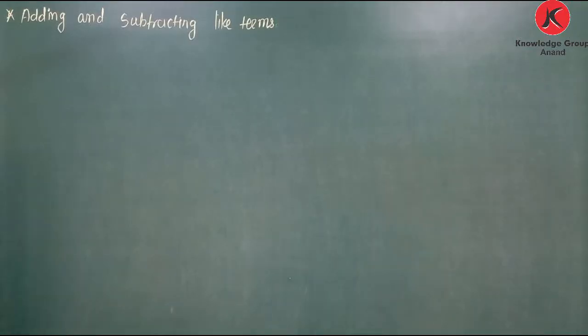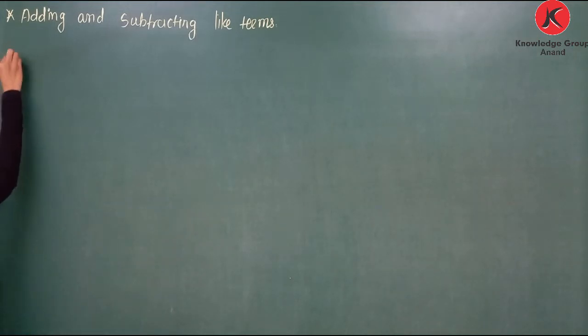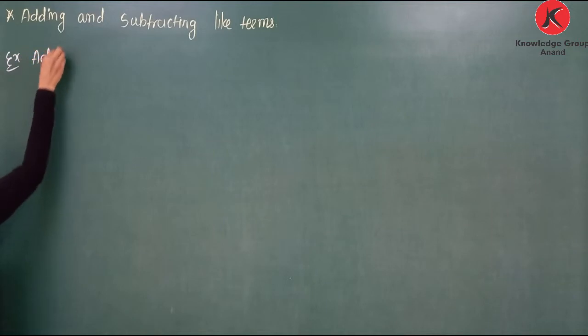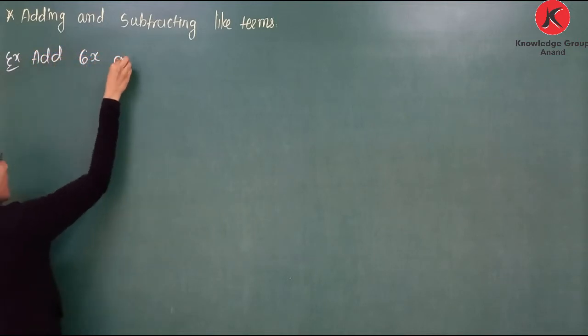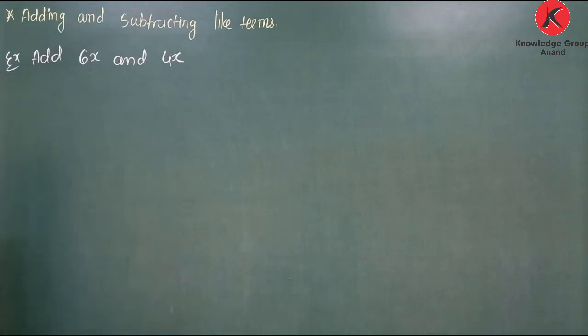Now next we learn about adding and subtracting like terms. First we only learn how to add like terms. If we have an example like add 6x and 4x, you can see both are like terms. So how can we add them? 6x plus 4x.